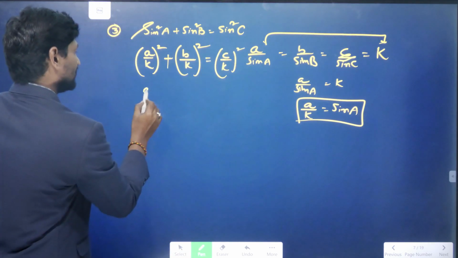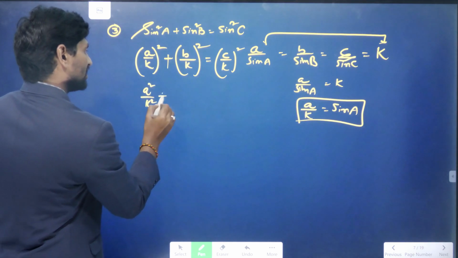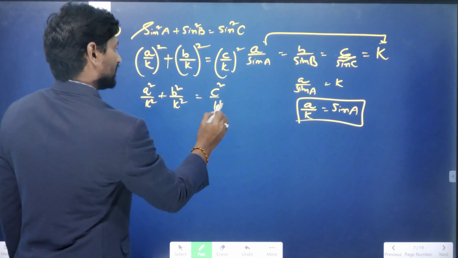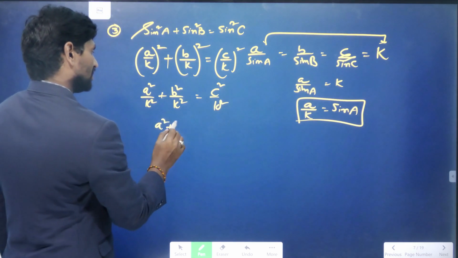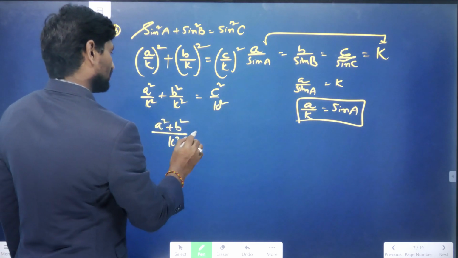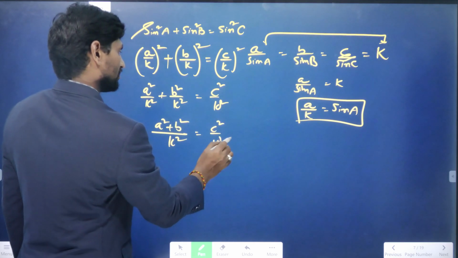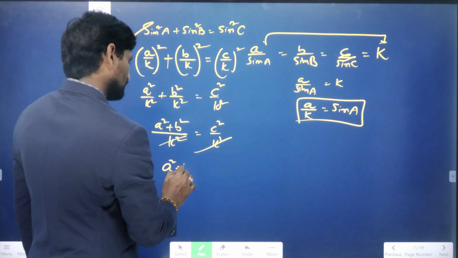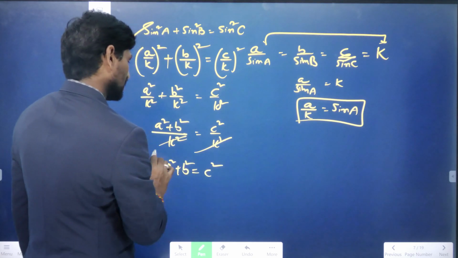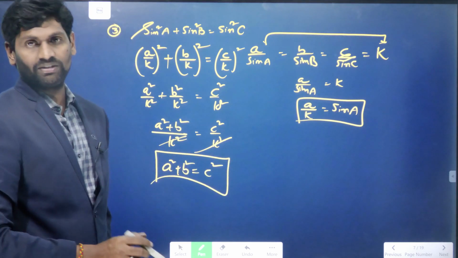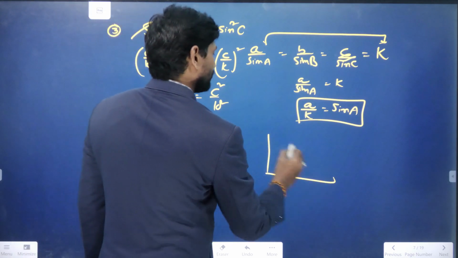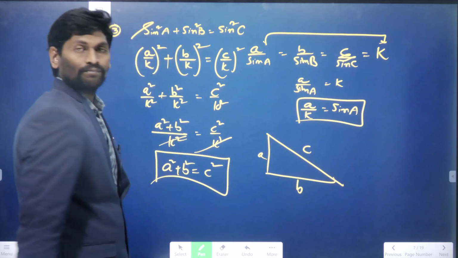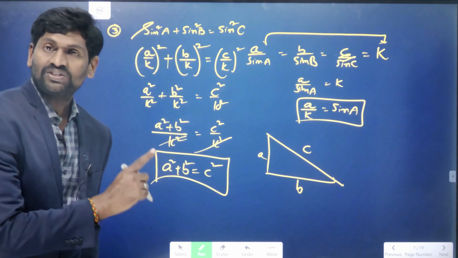Now just expand this: a square by k square plus b square by k square is equal to c square by k square. It is nothing but (a square plus b square) by k square equals c square by k square. Both sides cancel. So a square plus b square is equal to c square. It is looking like the Pythagoras theorem. C square is equal to a square plus b square. Hypotenuse square is equal to side square plus side square.